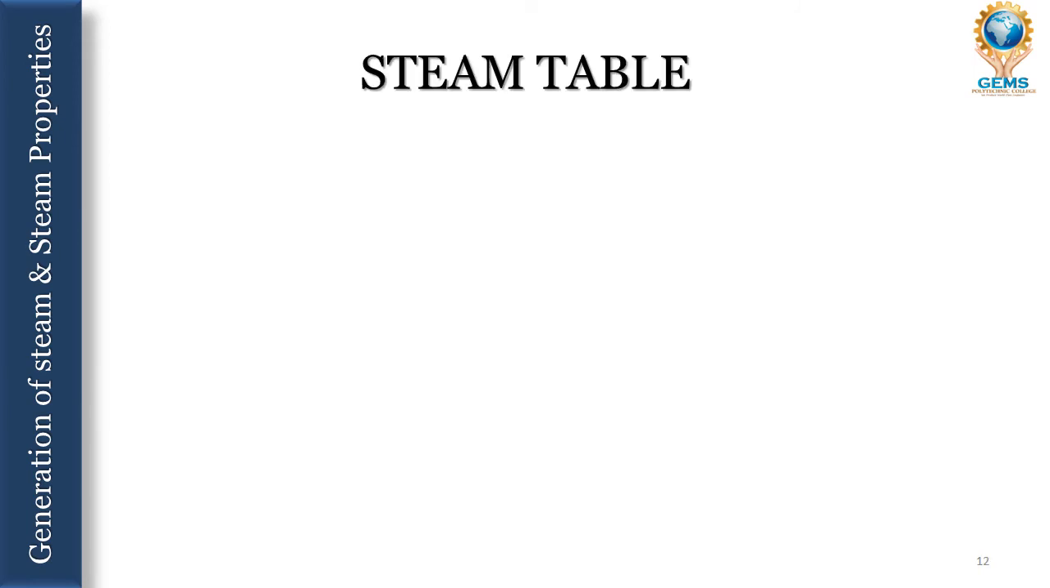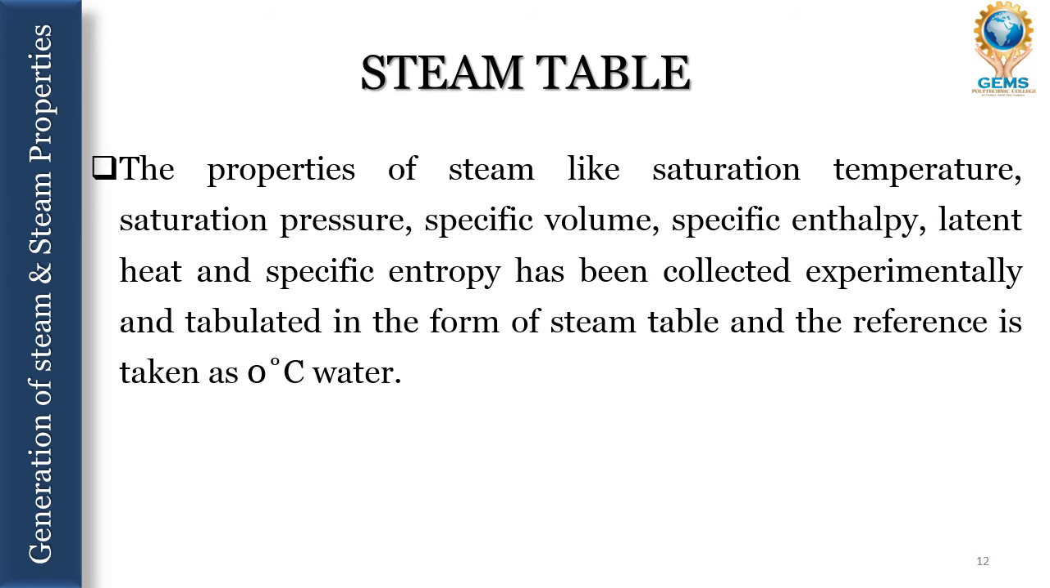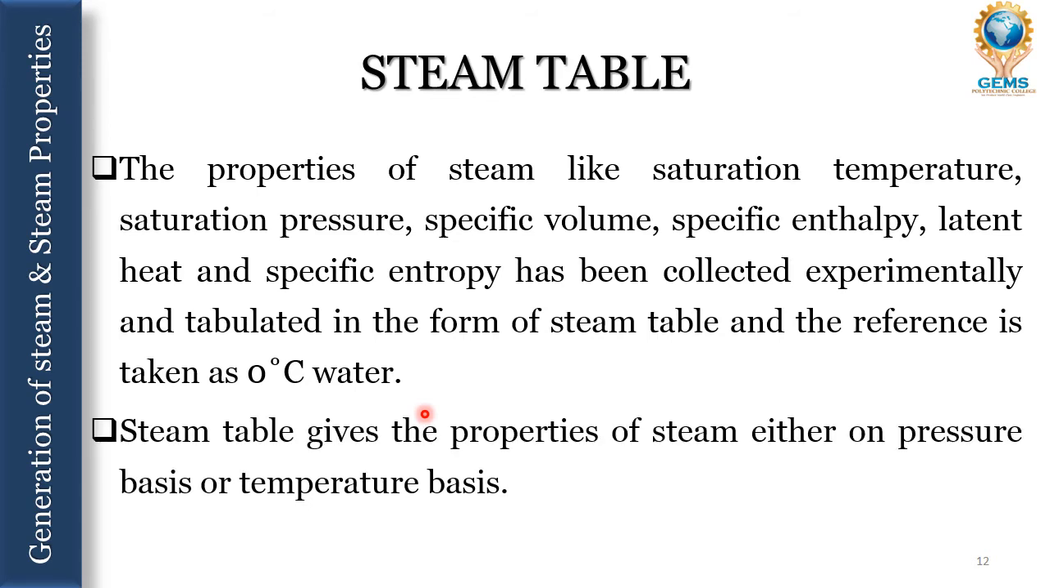Now let's see how these properties are represented in the steam table. The properties of steam, like saturation temperature, saturation pressure, specific volume, specific enthalpy, latent heat, and specific entropy, have been collected experimentally and tabulated in the form of a steam table, with 0 degrees Celsius water as the reference. So all these properties are mentioned in the steam table, which gives the properties of steam either on a pressure basis or on a temperature basis.